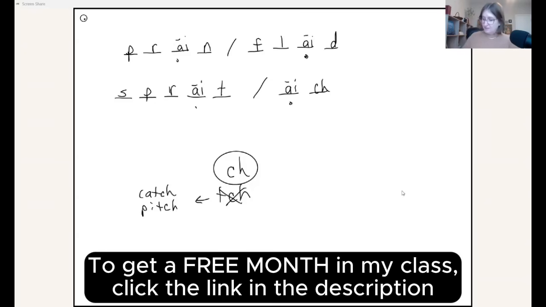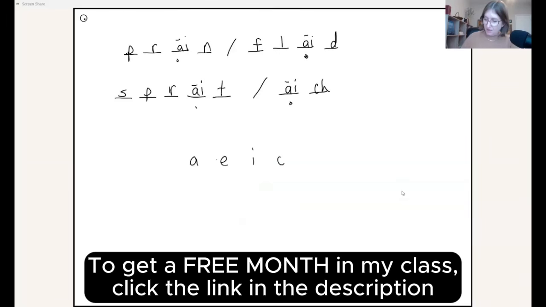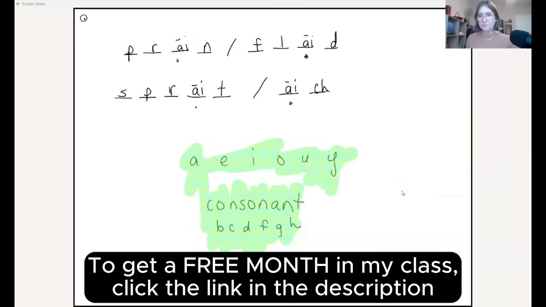Good question. What are consonants? A consonant is any letter that is not a vowel. So the vowels are A, E, I, O, U, and Y when it's not the first letter. Any other letter is called a consonant. We have B, C, D, F, G, H, etc. If it's not one of those, if it's not a vowel, it's a consonant. I'm so glad you asked, because you're probably not the only one that wonders.